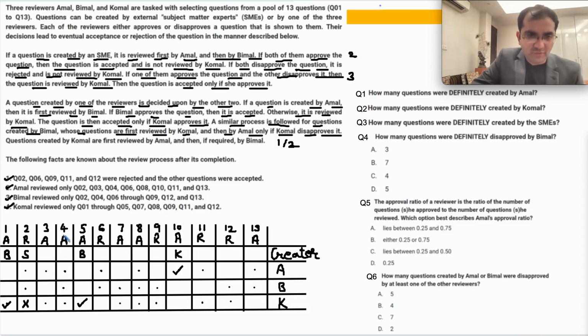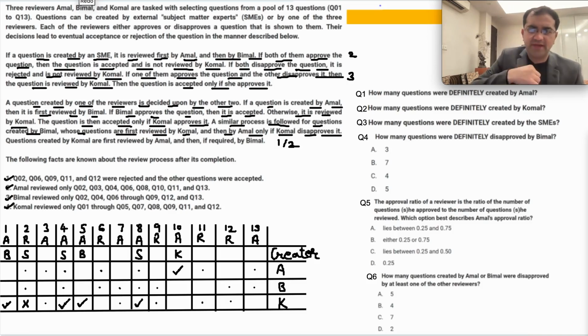So you look at question number 4 now. It's been accepted. Out of A and B, 1 person approved, the other disapproved, but it went to K, accepted. K approved, that's why it got accepted. Similarly, question number 8 has the same logic and the same orientation. Out of A and B, 1 person, and then K has approved of it. Now we'll go one at a time.